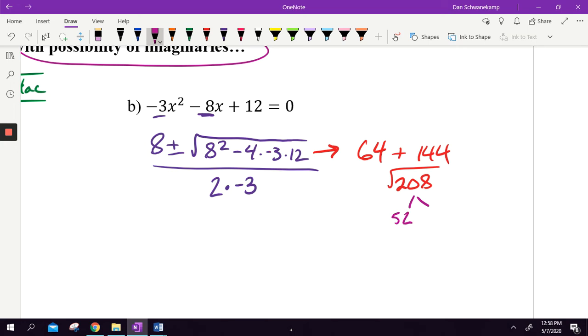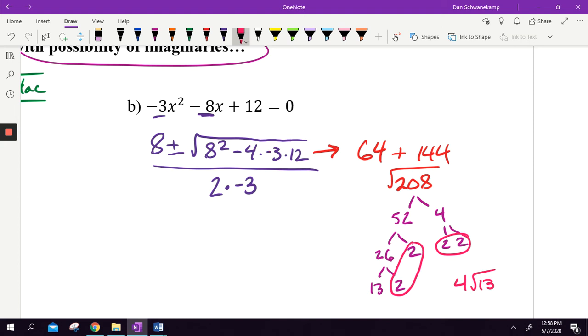Let's break it down into 52 and 4. We could break 4 down into 2 and 2. We break 52 down into 26 and 2. Let's break 26 down into 13 and 2. All right, that's all I can do. Looking for pairs. I got a pair of 2s. I got another pair of 2s, so I'm going to get a 4 out in front with a radical 13 underneath. Wonderful. I don't have any i's because my value here is positive.